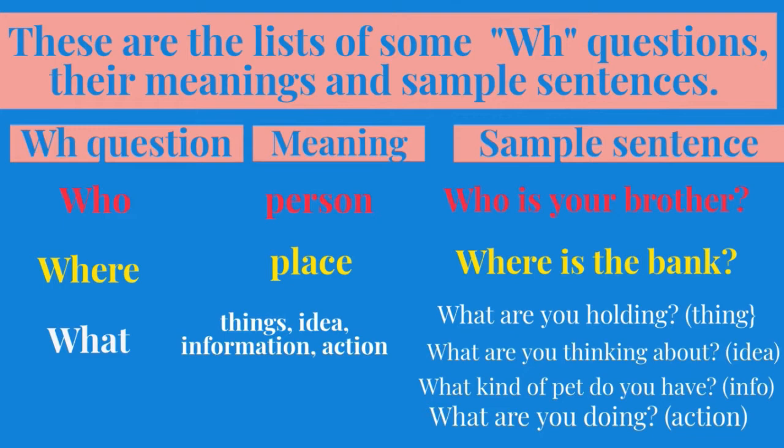WH question who? It asks about person. Who is your brother? Where? Asks about place. Where is the bank? What? Asks about things, idea, information, and action. Example, what are you holding? Asking about thing. What are you thinking about? Asking about idea. What kind of pet do you have? It asks about information. And last, what are you doing? It asks about action.